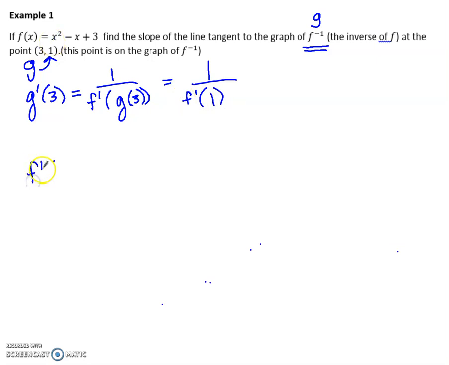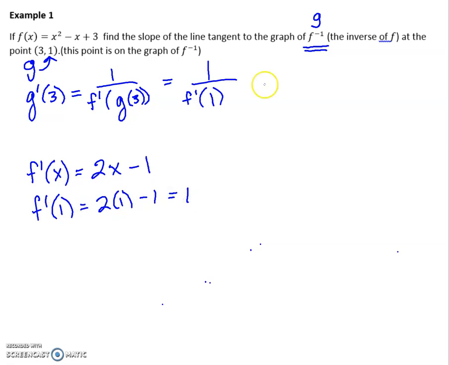Off to the side, I'm going to find the derivative of f, which is easy: 2x minus 1, and then I plug in 1. So my final answer just comes out to 1. If I wanted to actually write the equation of the line, of course, I could use the point and finish it.